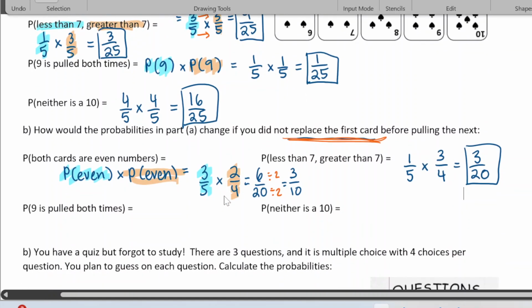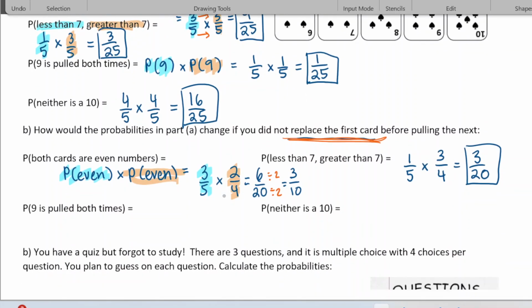A 9 is pulled both times. So the chance you pull a 9 on the first one, this is kind of interesting, is 1 out of 5. But now that 9 is gone, you didn't replace it. So there's 0 cards left that are 9s now. So the chance you do this is 0 out of 20. The probability is 0. It's not going to happen. It's impossible to pull a 9 2 times if you don't replace the first card.